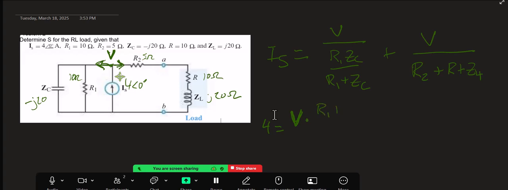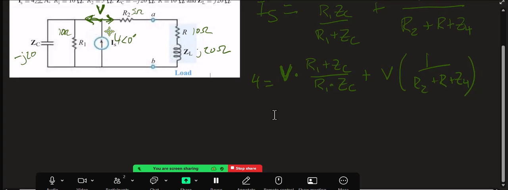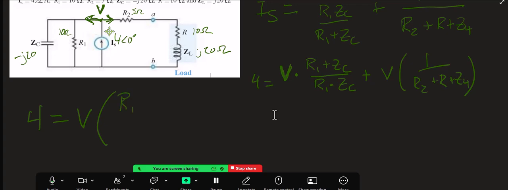So 4 has to equal V times R1 plus ZC over R1 times ZC, plus V times 1 over R2 plus R plus ZL. So 4 equals V times R1 plus ZC over R1 times ZC plus 1 over R2 plus R plus ZL. I don't know why I'm saying Z4. That's ZL.